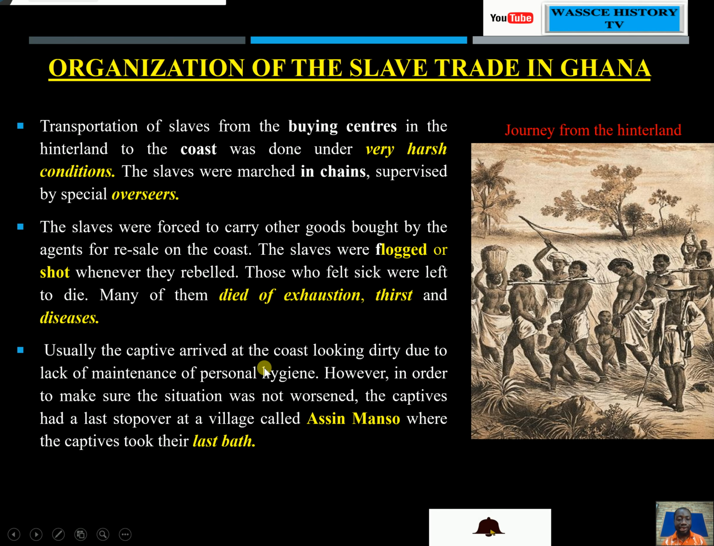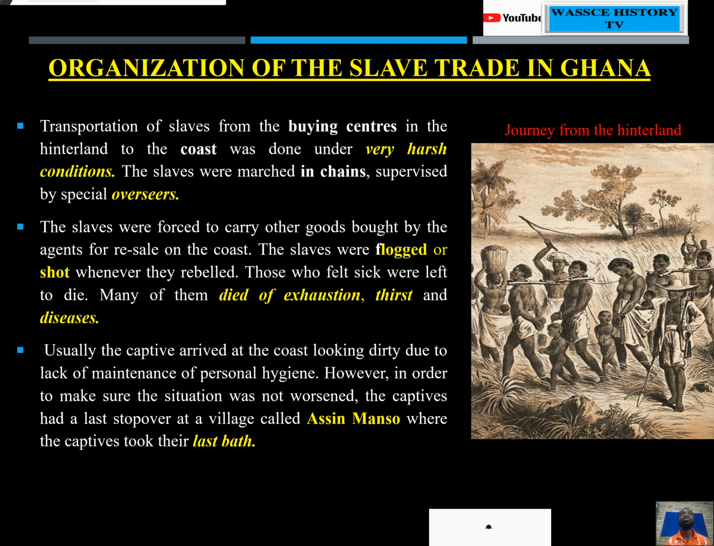Now, usually the slaves would arrive at the coast looking very dirty, because of the lack of maintenance while walking through the forest to the coast. So very often in Ghana, for instance, they stopped at the last point, about 50 kilometers from where they were going, a village called Asinman. At this place, they took their last bath in a river called the Slave River, or Odonkonsu in the local language.